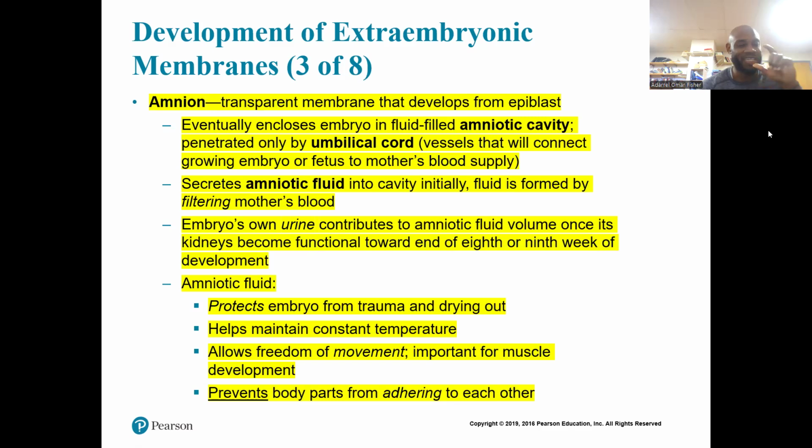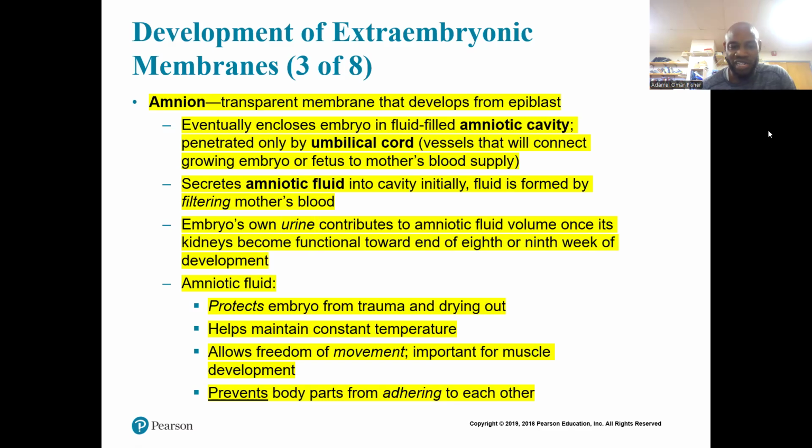So think about that connection between the mom and the child. We filter the mom's blood and make this amniotic fluid. The embryo's own urine contributes to some of the amniotic fluid volume once its kidneys become functional toward the end of the 8th or 9th week of development.